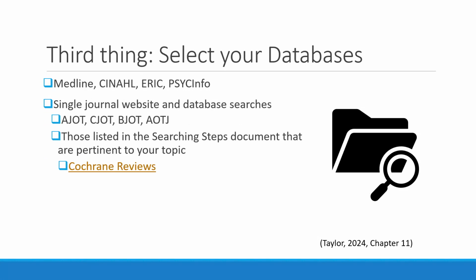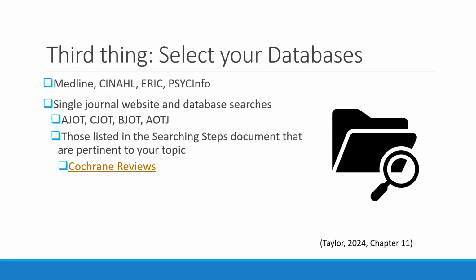Okay? Some very familiar ones for occupational therapy are Medline, CINAHL, ERIC, which is more of a liberal arts search base, so it kind of depends on what you're looking for. That may be one that you want. Or PsycInfo, again, something that could be useful to you if you're looking at a mental health question. Okay? The other thing that we want to do as occupational therapists, in addition to searching CINAHL and Medline, is going to look at the single journal website and databases searches.